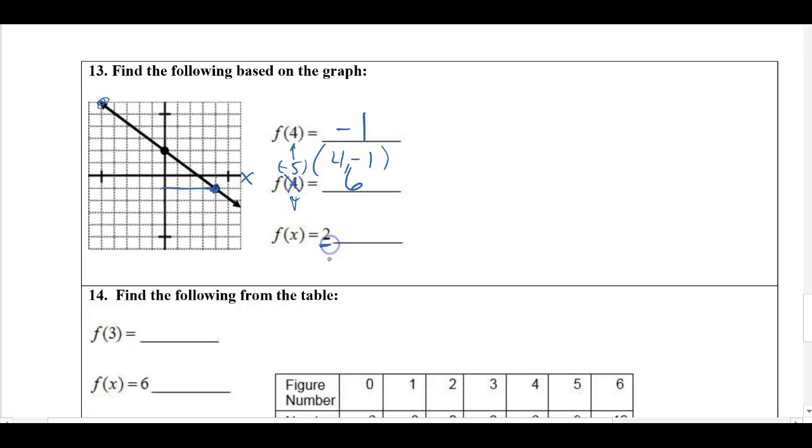Now here, remember the number on the other side of the equal sign, that's the output. So I go to the graph, and I go up to 2, 1, 2. Well, I'm already on the graph. I don't have to go anywhere. So if I didn't have to go anywhere, that means the input, or x, is 0 at that point.